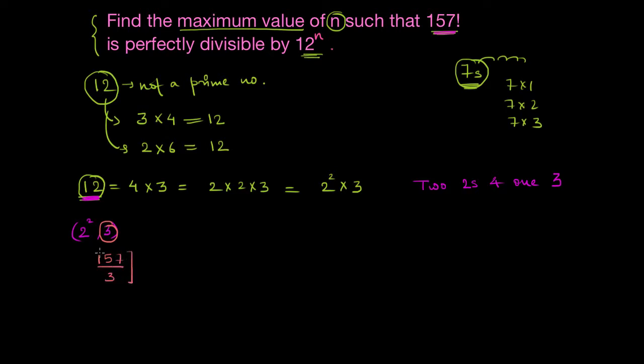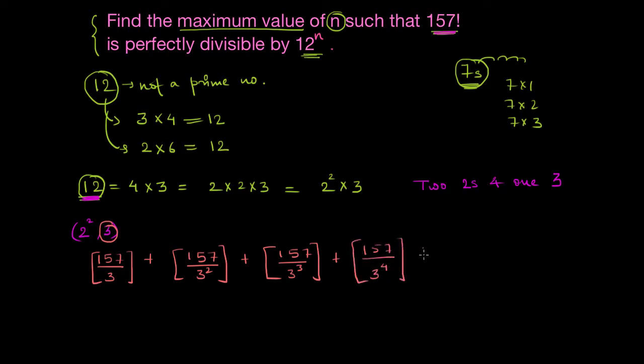So we'll start with 157 divided by 3, and take the greatest integer of this, plus 157 upon 3 square, greatest integer here, plus 157 upon 3 cube, plus 157 upon 3 to the power 4. This process will be continued till we have 0 as our greatest integer. Then 157 upon 3 to the power 5, then 3 to the power 6, and let's see what value we get till here.